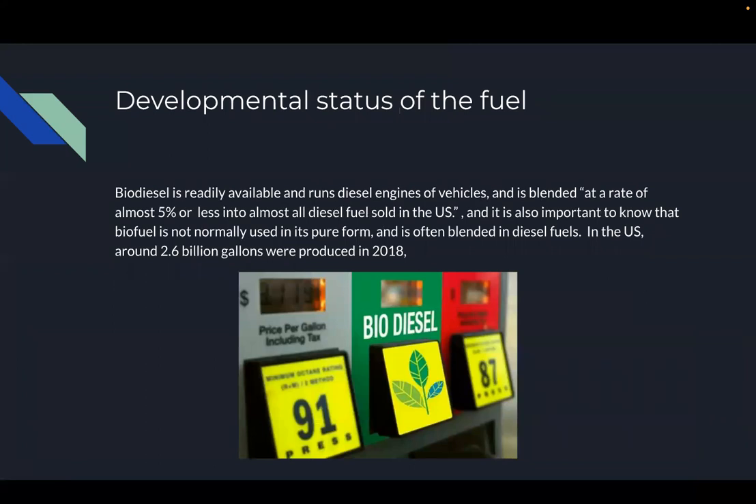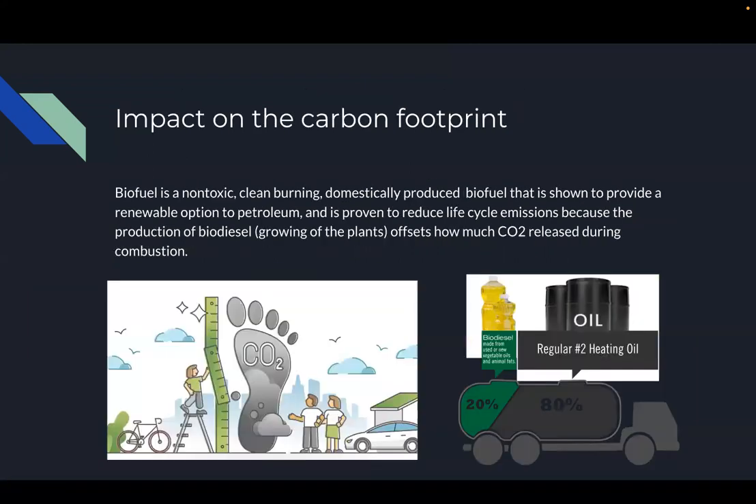So the developmental status of this fuel is that it is readily available and runs diesel engines of vehicles all across the US. It's blended at a rate of almost 5% or less into almost all diesel fuel sold in the US. It's important to know that biofuel is not normally used in its pure form, and it's often blended into diesel fuels. In the US, around 2.6 billion gallons were produced in 2010. So this fuel is already on the market and readily available.